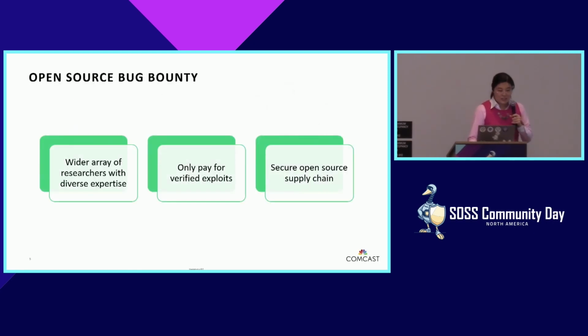And to that end, we propose an open source bug bounty. With an open source bug bounty, you're opening it up to a wider array of researchers with diverse expertise. It also helps you get more bang for your buck, because based on your resources, you can decide to pay only for verified exploits and help secure the open source supply chain.